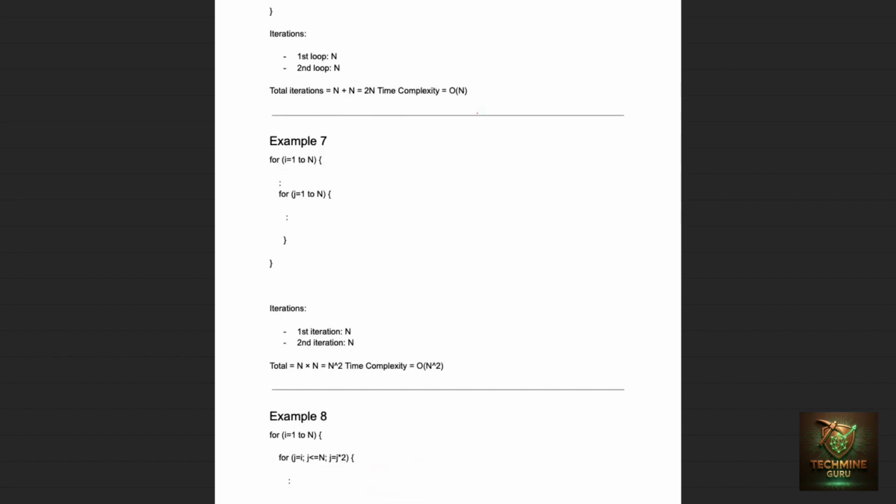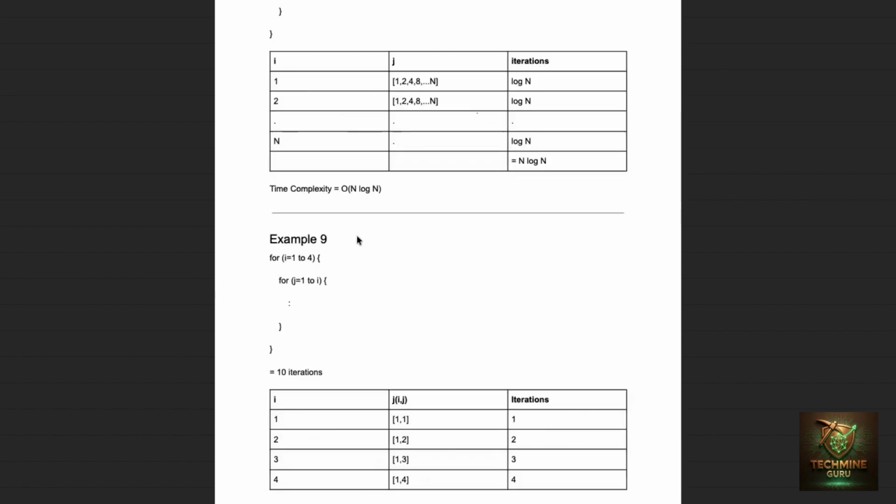1 to n. If you find it difficult to understand, let's make a table for this. When i is equal to 1, what will be the j? 1, 2, 4, 8, till n. That means log n iterations, right? In a similar fashion, when i is equal to 2, j will again run 1, 2, 4, 8 and n, which means again log n iterations. In a similar fashion, till we reach n, the inner j loop will always be log n. So the total time complexity will be n multiplied by log n.